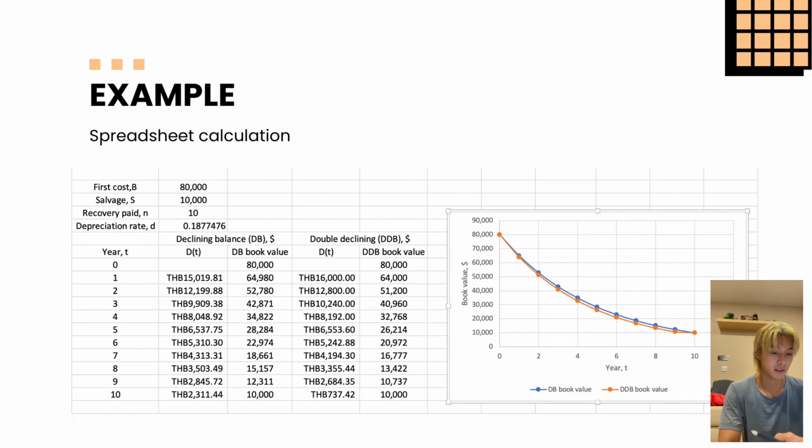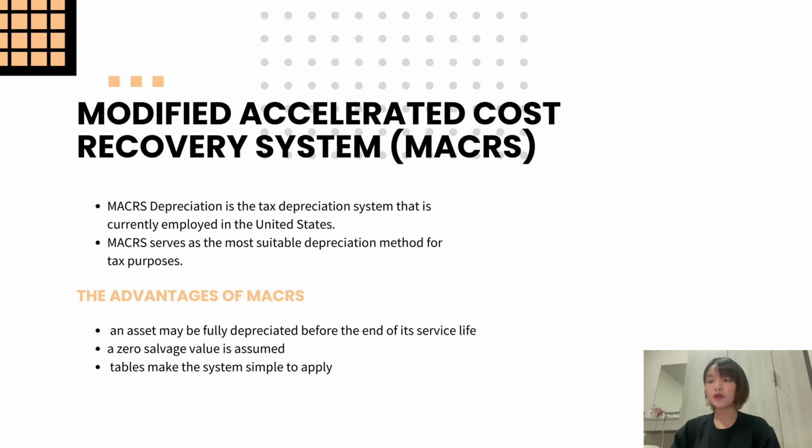Here. That's all. Modified Accelerated Cost Recovery System, or MACRS. MACRS depreciation is the tax depreciation system that is currently employed in the United States. MACRS serves as the most suitable depreciation method for tax purposes. The advantage of MACRS: an asset may be fully depreciated before the end of its service life. A zero salvage value is assumed, and tables make the system simple to apply.